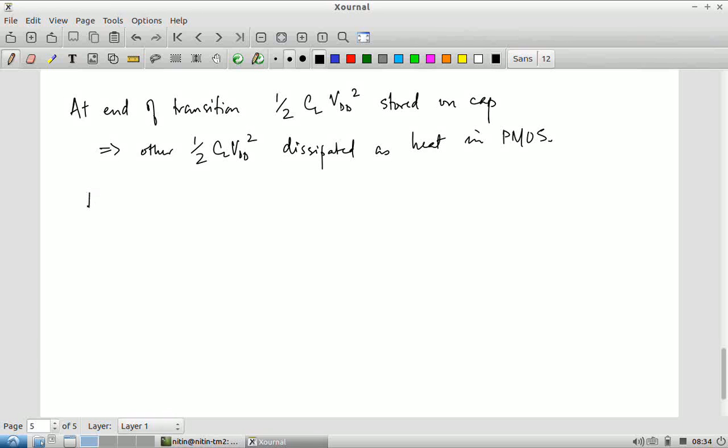So now that we have half of it essentially dissipated as heat in the PMOS, what happens during the second part of the transition? That is to say, the next transition as far as that inverter is concerned. This first transition was output going from 0 to 1, which means the next transition has to be output going from 1 to 0. Right? It has to be followed by a 1 to 0 transition. Right? What is the equivalent circuit for that?